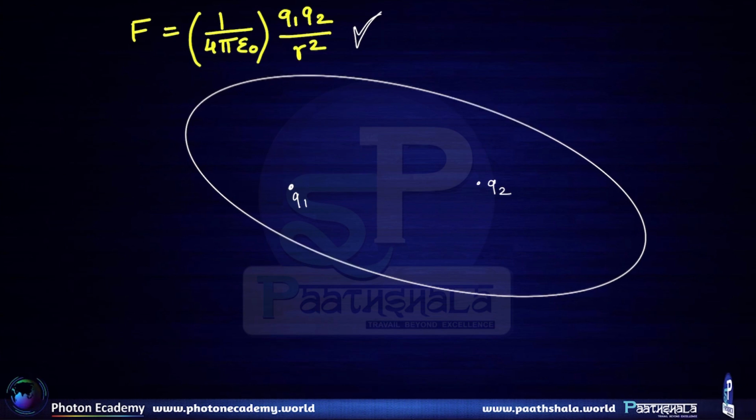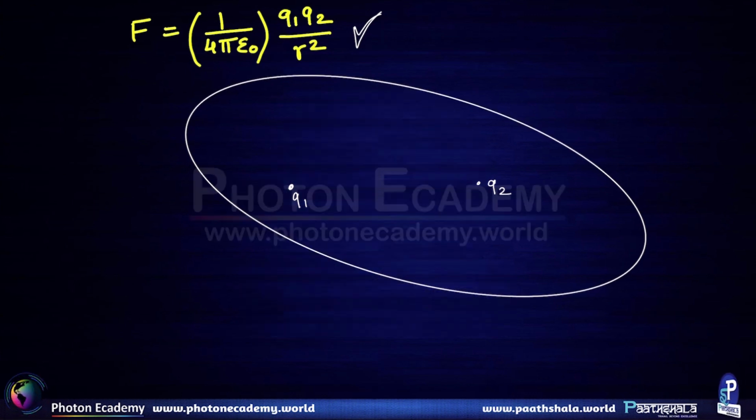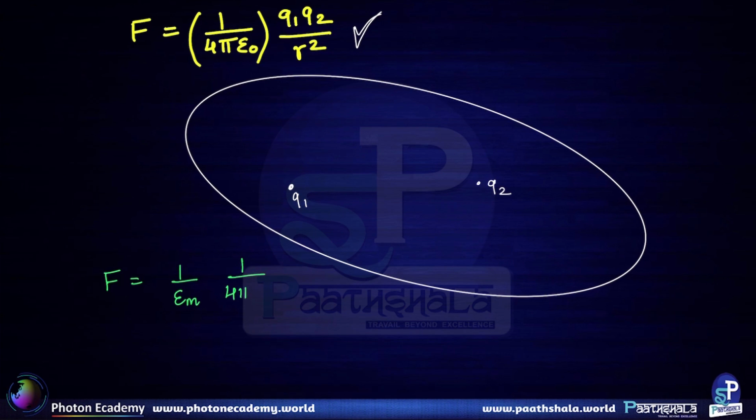Empirically, it is found out that the force actually decreases. So force pertaining to this particular medium is going to be written as follows: F is equal to 1 upon epsilon subscript m times 1 upon 4 pi epsilon naught q1 q2 upon r square, r being the distance between the two charges.